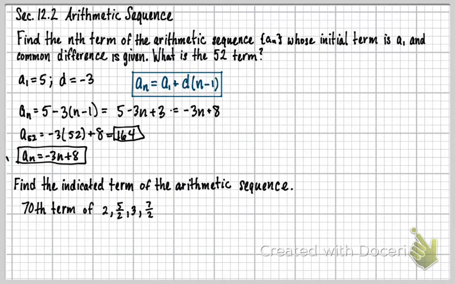Now let's try this problem below here. It says, find the indicated term of the arithmetic sequence. 70th term of 2, 5 halves, 3, 7 halves, and so on. I should have a dot dot dot here, so it continues. So again, remember, how do we find d?